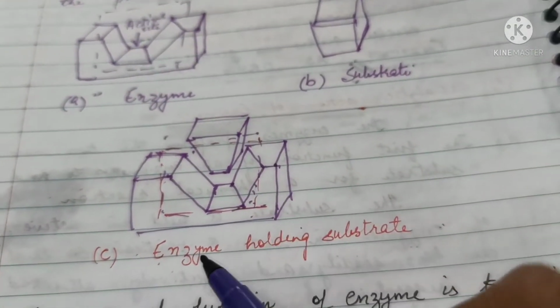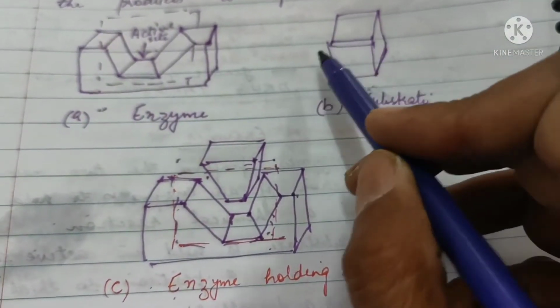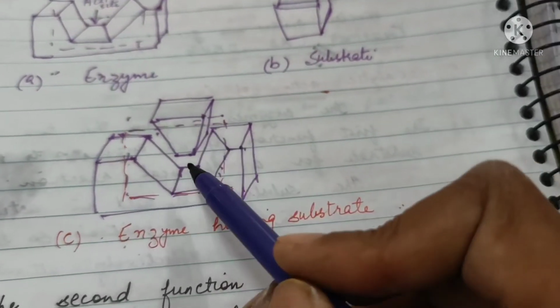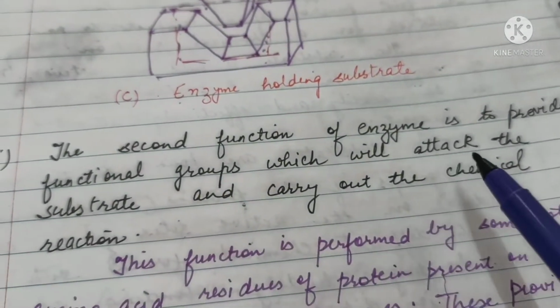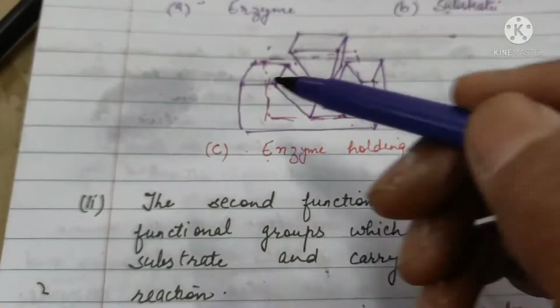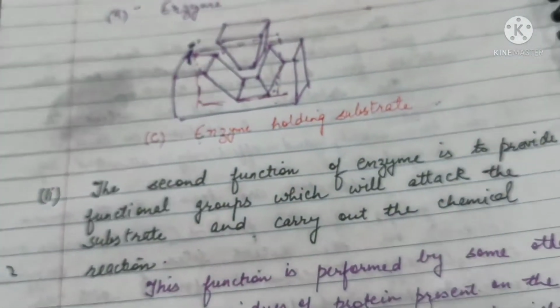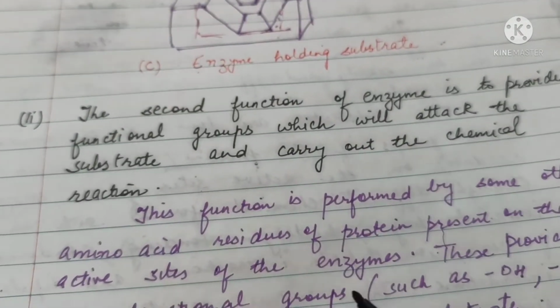So this is the active site of the enzyme. This is the substrate. Substrate will get attached and the enzyme will hold this substrate. After holding, the second function of the enzyme is to provide a functional group. So there will be a functional group somewhere else on the enzyme which will attack the substrate and carry out the chemical reaction and change it into product.